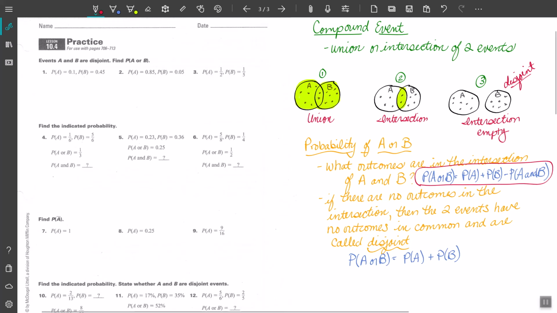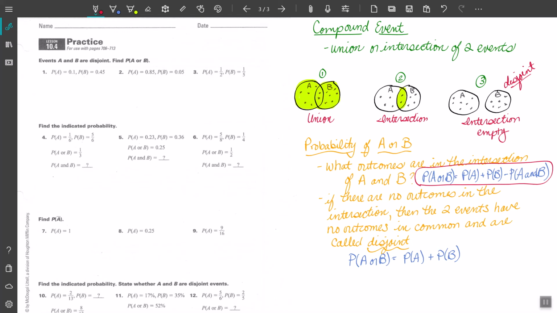So then we can just take that subtraction part out of the formula, and you are just left with the probability of A or B happening equals the probability of A happening plus the probability of B happening. The formula is a little simpler if they are disjoint, if they do not share any outcomes in common.